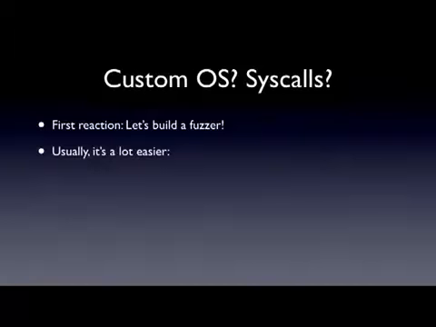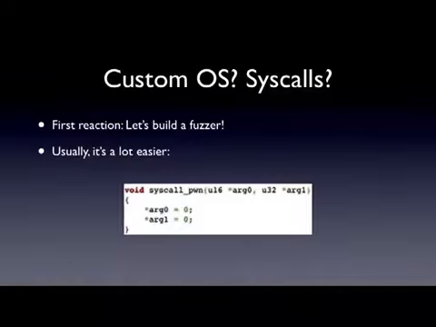We've been talking about custom OS and syscalls. My first reaction to something like that is, hey, I'm going to write a fuzzer. I'm going to find some bugs in all those syscalls. Don't even do that. There's no need to write a fuzzer. Just open IDA and go syscall by syscall by syscall, and then you find stuff like that.